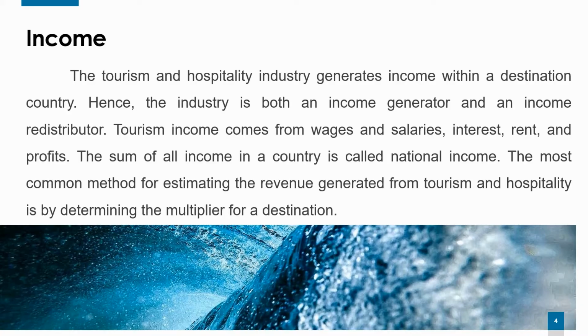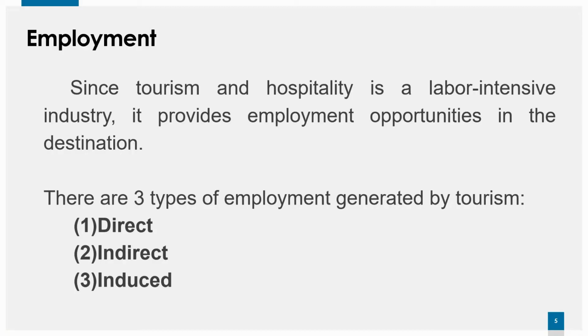So the sum of all income in a country is called the national income. The importance of tourism and hospitality to a country's economy can be measured through the national income created by tourism and hospitality. The most common method for estimating the income generated from tourism and hospitality is by determining the multiplier for a destination. So multipliers are means of estimating how much extra income is produced in an economy as a result of the initial spending or injection of cash.